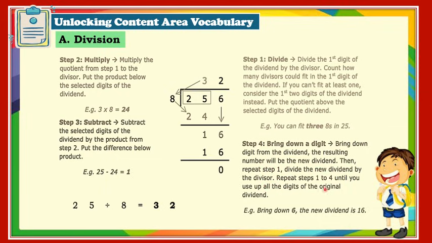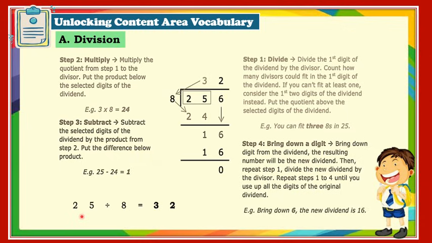In our case, we need to bring down 6. So our new dividend is 16. 16 divided by 8, the answer is 2. Then multiply again. 2 times 8 is 16. Then subtract 16 minus 16, the answer is 0. And that makes our answer 32. So 256 divided by 8 is 32.